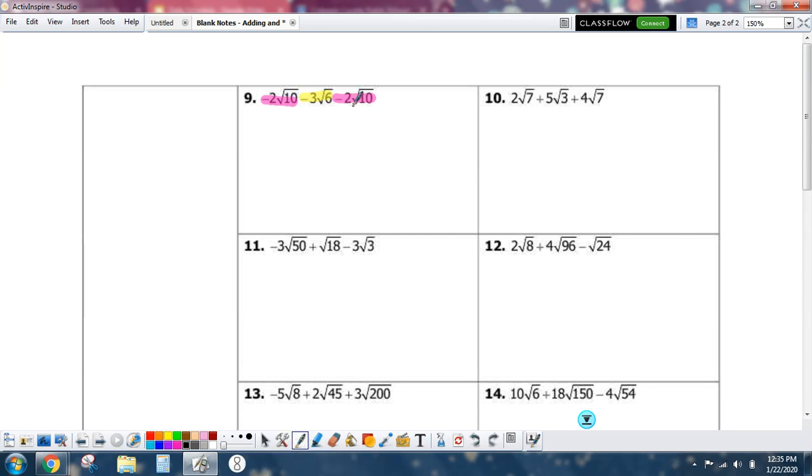So I have my square roots of 10 and my square roots of 6. So I'm going to go ahead and combine my square roots of 10. I have negative 2 minus 2. And I know negative 2 minus 2 is a negative 4. Bring down my square root of 10. And then I only have 1 square root of 6, so I write it there. That's it. So try 10.